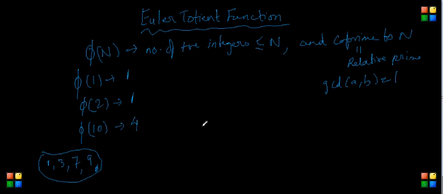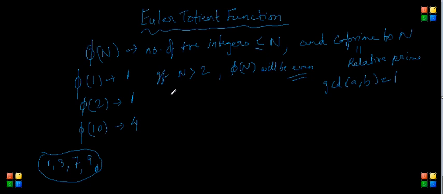Okay, now it's important to notice that if n is greater than 2, phi of n will be even. This is important. If n is greater than 2, then phi of n will be even. Why?